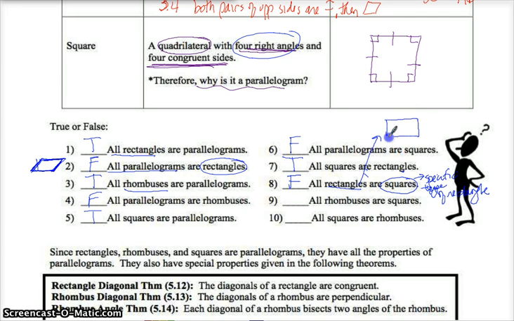What's my counterexample? My counterexample is this. This is a rectangle, but it's not a square. Right? And specifically, I should put these marks on it to show that these are bigger or different size than these over here.